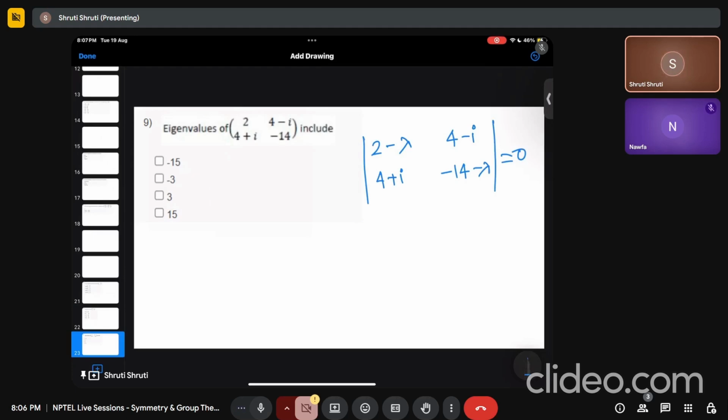One will be... It should have any two of these, because it will form a quadratic equation. Anyway, it's a 2 cross 2 matrix, so it should have two eigenvalues. Number of eigenvalues are equal to the order of the matrix.